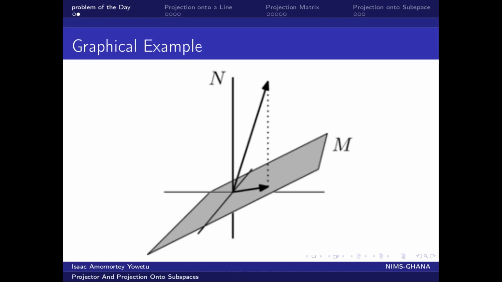Now let's have a graphical example. Assuming we consider this vector here, we want to look at the projection of this vector onto M, and assuming we have N also being a vector, we want to look at the projection of the same vector onto N. So basically we want to look at the shortest distance onto M and the shortest distance onto our vector N. We'll look at this from a few examples.